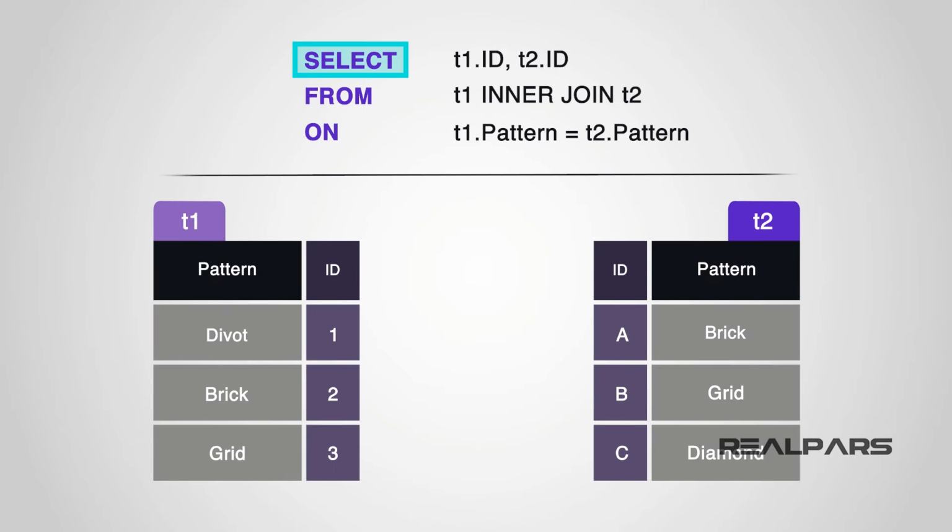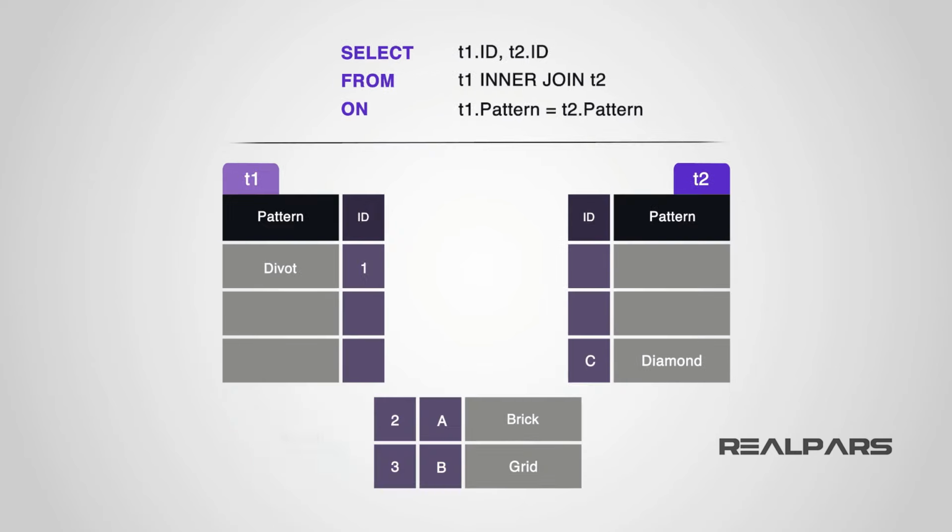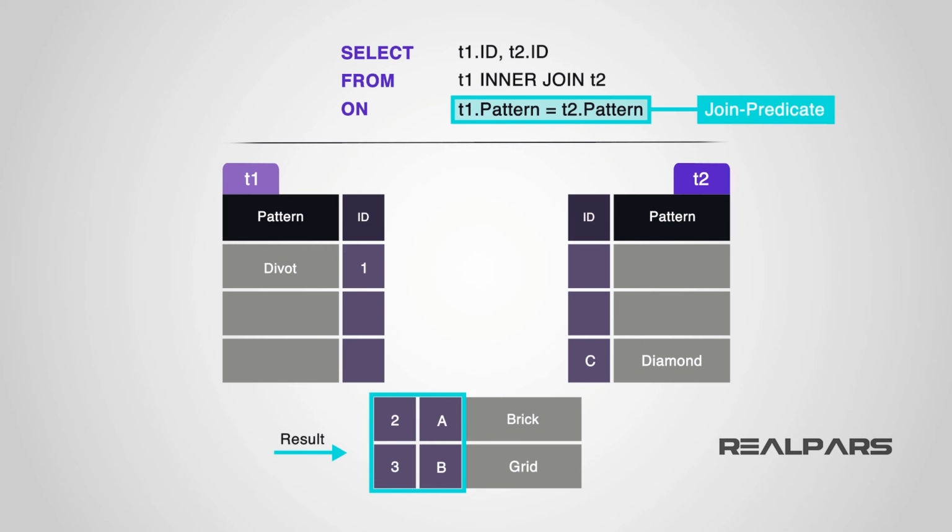This is another example of the SQL statement used to join the T1 and T2 tables. The inner join compares each row in the first table with each row in the second table to find pairs of rows that satisfy the join predicate. Whenever the join predicate is satisfied by matching non-null values, column values for each matched pair of rows of these two tables are included in the result set. In this statement, the T1.pattern equals T2.pattern expression is the join predicate.